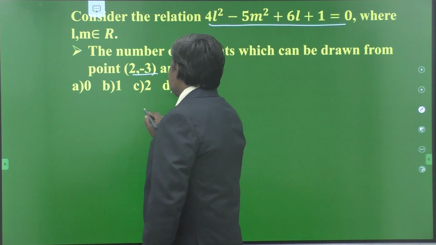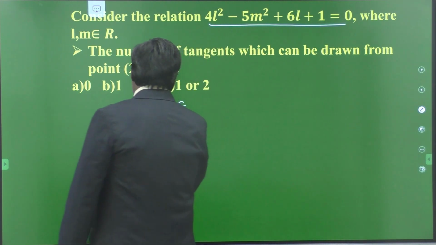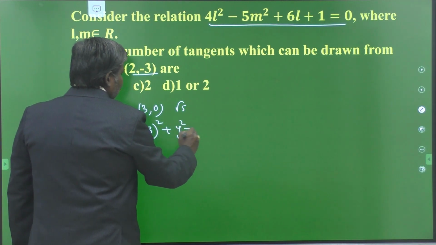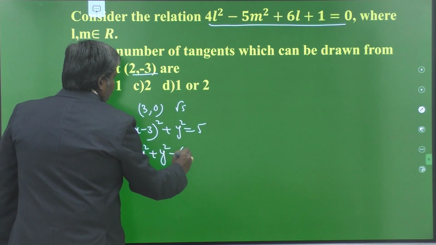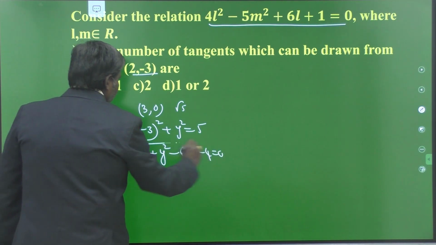What is our center? Center is (3, 0), radius is root 5. Already we obtained the circle. What is that? (x - 3) whole square plus y square is equal to 5. That means x square plus y square minus 6x plus 4. This is your circle equation, yes.